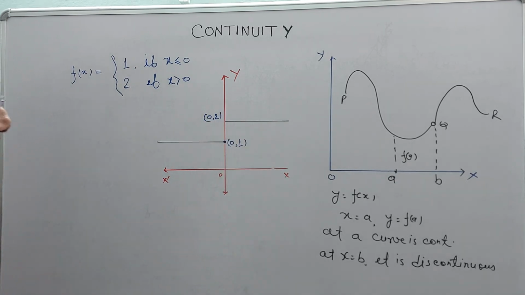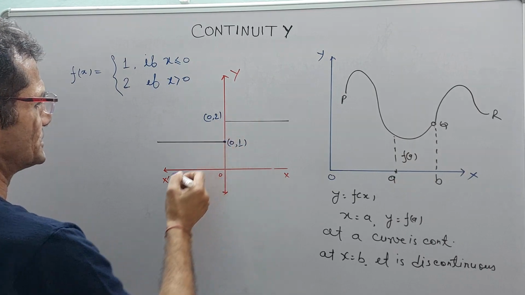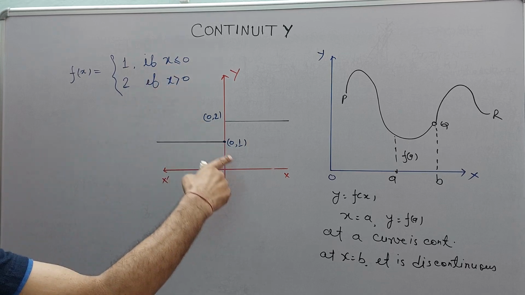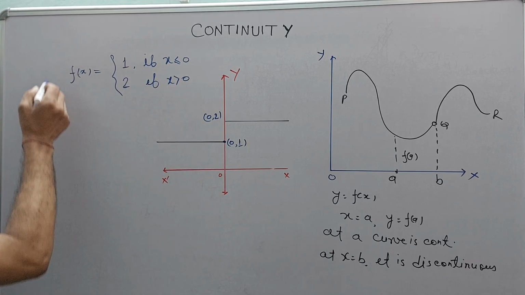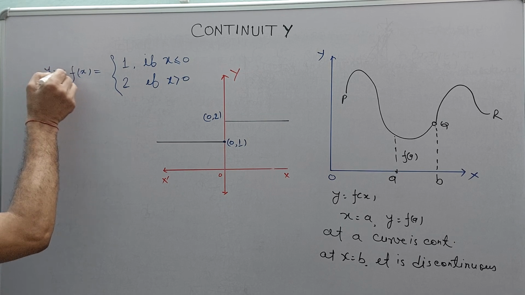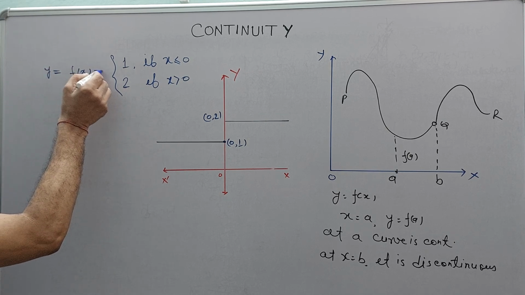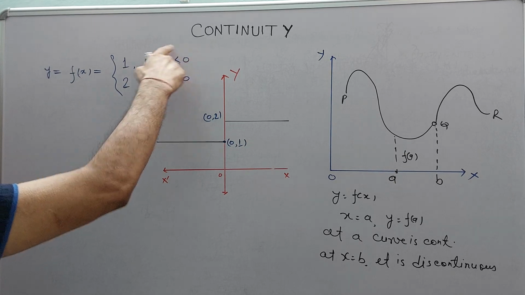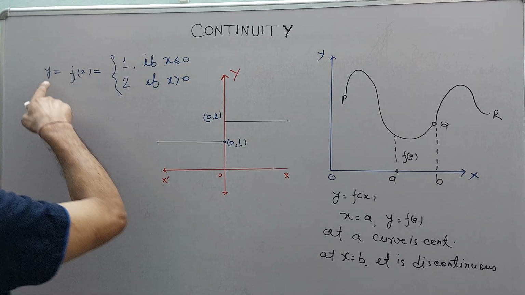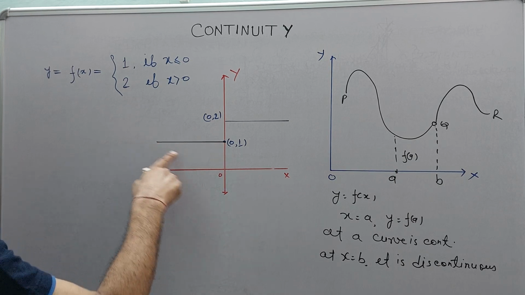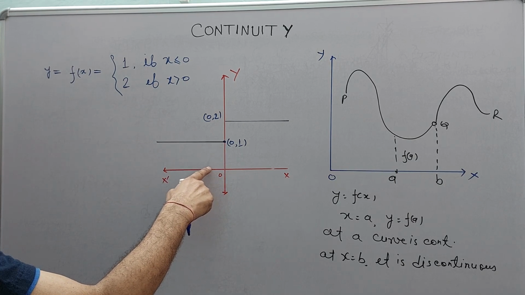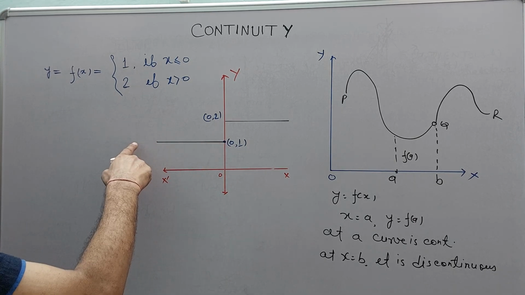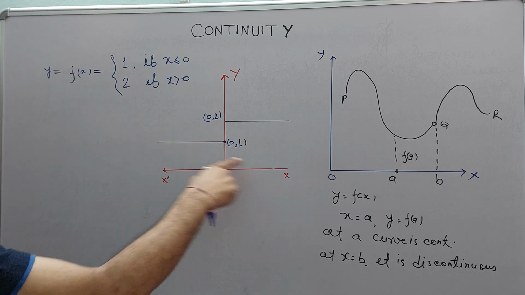Now we have drawn the curve. Let us draw the curve for when the values of x are less than or equal to 0. The value of f(x), the y coordinate, for x less than or equal to 0, y is equal to 1. It means y is equal to 1 for all values like -1, -2, -3 and goes to infinity. The value of y is 1. This is the curve which is parallel to the x-axis.